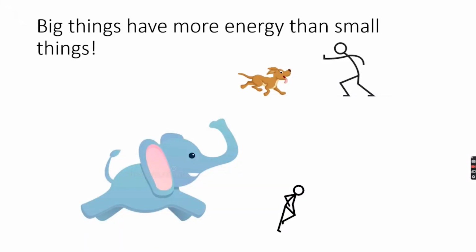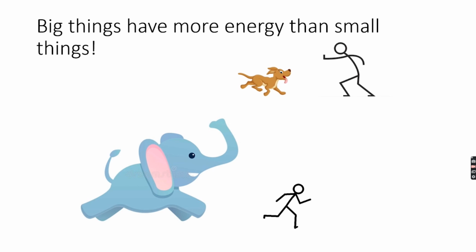Hi there everyone. So now we're going to take a little bit of time, as we said outside, to discuss why we saw what we did when we dropped the tennis ball and the football, and why that tennis ball bounced up so high. The first thing that we need to think about when we're looking at objects is that generally big things have more energy than small things.